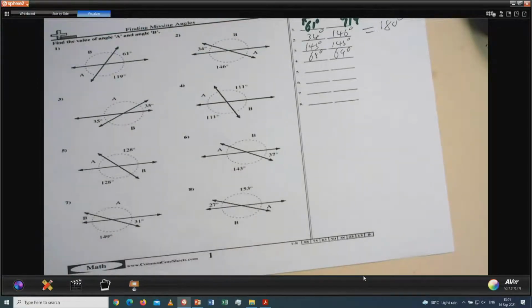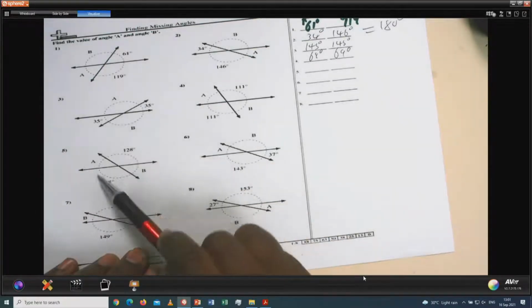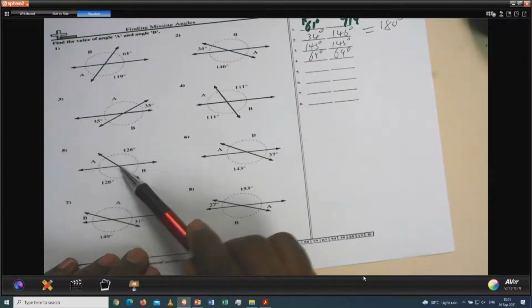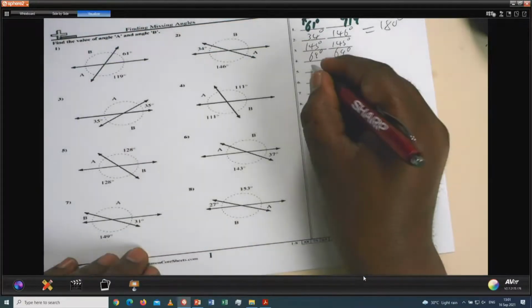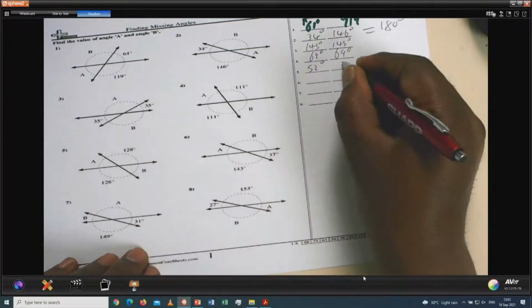We'll look at question 5 now. Same. We've got two unknowns, so it's not going to help. Now, what are we left with? Your straight line. What is your straight line supposed to be? Therefore, A is 52 degrees. And A is vertically opposite to B. Therefore, B is 52 degrees.